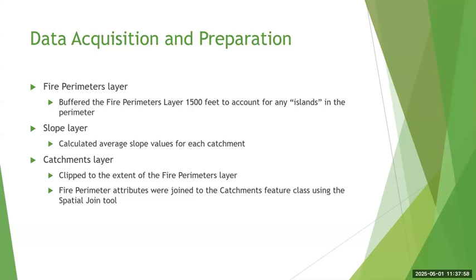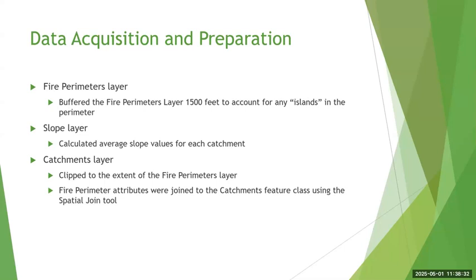First off, we're going to buffer the fire perimeters layer 1,500 feet to account for any islands or unburned areas within the fire perimeter. Then we're going to take the slope layer and average the slope values in those specific catchments from the EDNA database, calculate those, and add those to the catchments feature class as a new field. Then we're going to clip the catchments layer to the extent of the fire perimeters layer, as we're really looking for the recently burned areas where debris flows can occur.